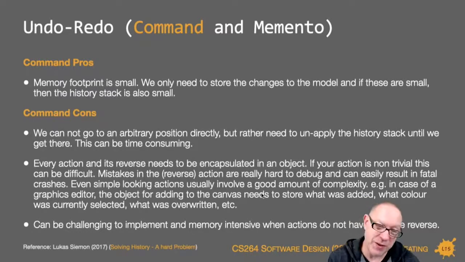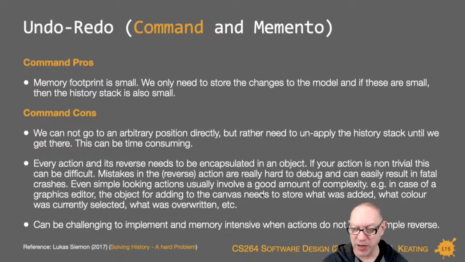So the cons, there seem to be a few of these. I still like it, okay? We cannot go to an arbitrary position directly, but we need to unapply the history stack until we get there. With Memento, you could essentially roll back to a particular state rather than going through the states. Also, every action and its reverse action needs to be encapsulated in an object. So if your action is non-trivial, this can be really difficult.